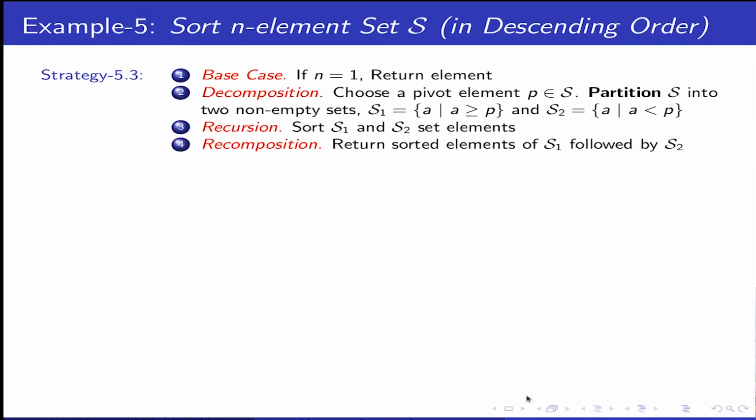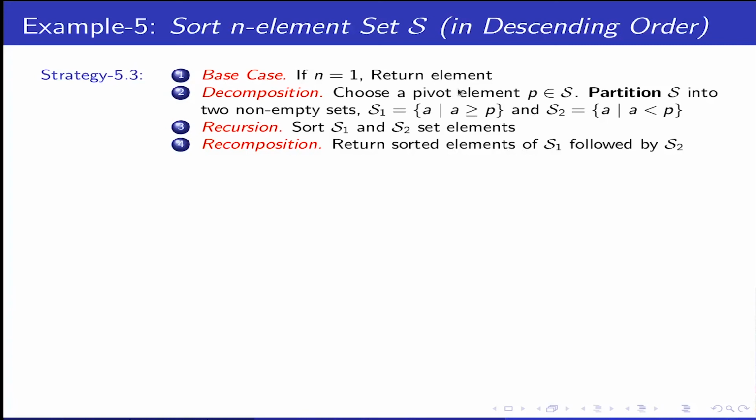However, the other way we can sort is that you choose a pivot element and partition the set depending on whether elements are more than the pivot or less than the pivot. So you create a set which is more than the pivot, and another set which is less than the pivot. Then you call the same procedure, solving the sub-problem in the same way for sets S1 and S2, and then finally append them.